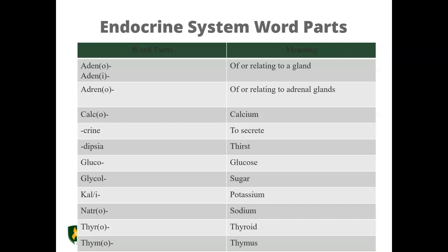Calco is relating to calcium. The suffix crin means to secrete. The suffix dipsia means thirst. Glyco means sugar. Glyco is glucose. Kali is relating to potassium. Natro is sodium. Thyro is thyroid. Thymo is thymus.